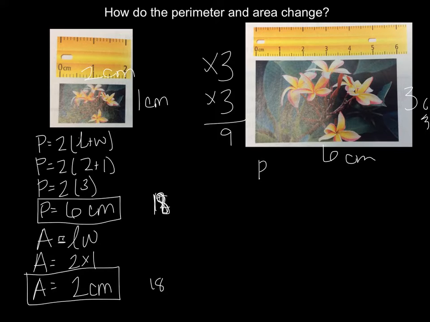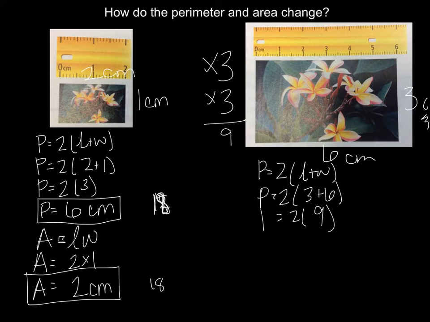So perimeter equals 2 times the length plus the width. Okay, the perimeter equals 2 times 3 plus 6, or that's 9, times 2. So our perimeter is going to equal 18. Well, look at that. Our prediction was correct. And now our area equals length times width. Our area is going to equal 6 times 3.